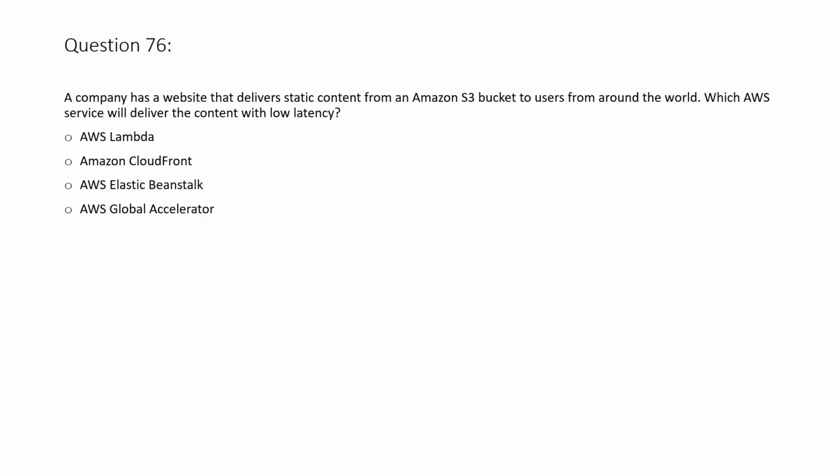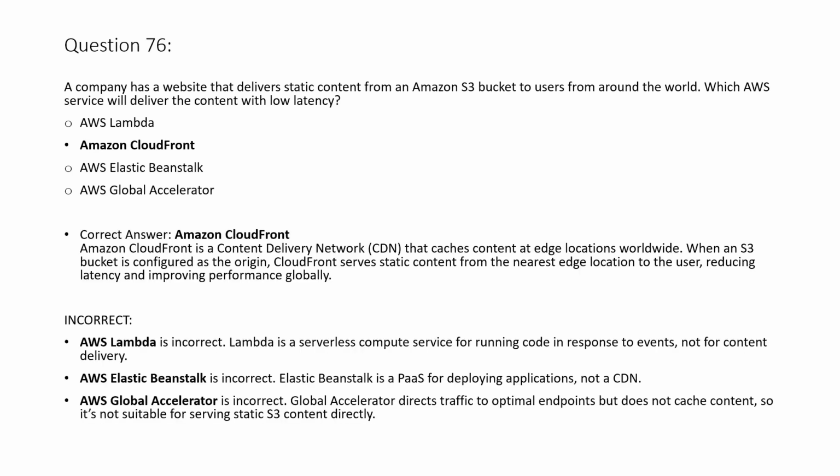Question number 76. A company has a website that delivers static content from an Amazon S3 bucket to users from around the world. Which of these AWS services will deliver the content with low latency? Options are AWS Lambda, Amazon CloudFront, AWS Elastic Beanstalk, AWS Global Accelerator. The correct answer is Amazon CloudFront. It is a content delivery network. It caches the content at edge locations worldwide.